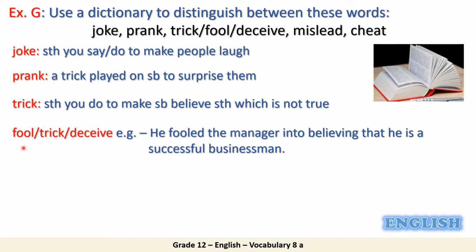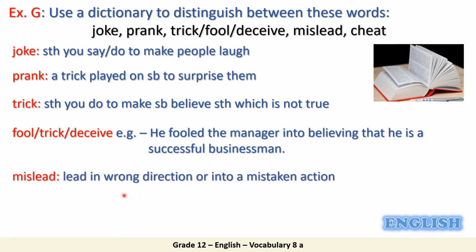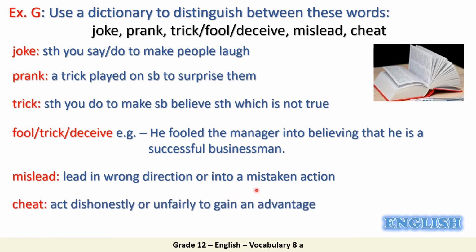As for the verbs fool and trick, trick here is a noun, whereas here it is a verb, and the verb deceive. The meaning is clear in this example. He fooled the manager, with the preposition into. He fooled the manager into believing that he is a successful businessman, whereas he is not a successful businessman at all. Mislead, to lead in a wrong direction or into a mistaken action or idea. And to cheat means to act dishonestly or unfairly to gain an advantage.